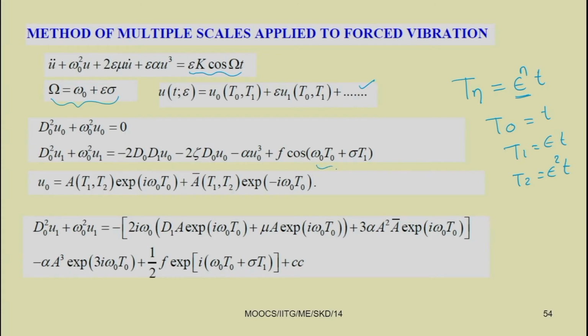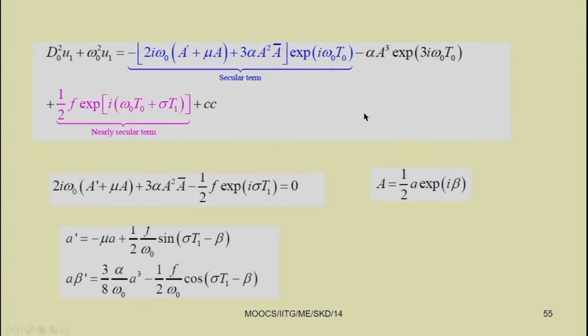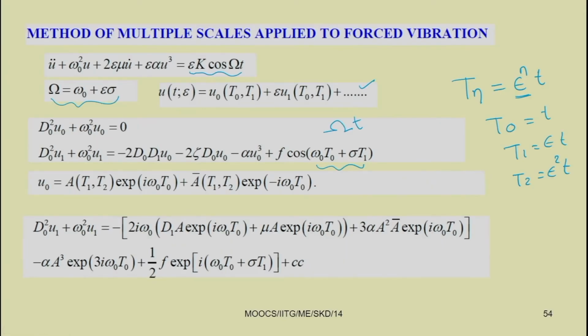You can note that this external frequency, this is omega, is written in this form. So already this omega t can be written as omega 0 plus epsilon sigma, times t, as epsilon t equal to T1. That is why the first term is written in terms of T0, but the second term is written in terms of T1. So here we are putting two different time scales.